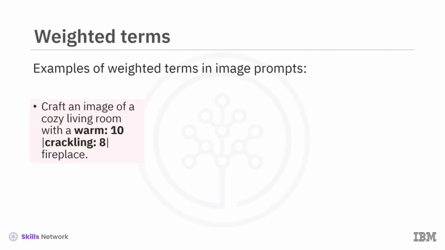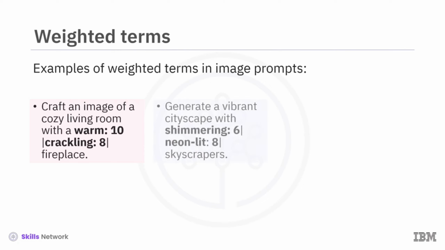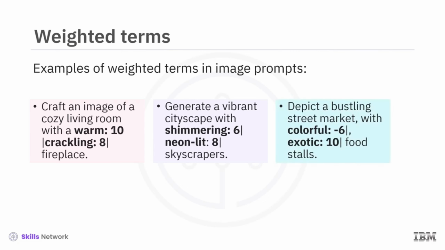As you can see in the first example, a weight of positive 10 is given to the word warm, whereas the weight of crackling is positive 8. This means the generative model must focus more on the word warm and a little less on the word crackling. Similarly, in the second example, a positive 6 weight is given to the word shimmering, and the weight of neon lit is positive 8, so the model should focus more on neon lit. Whereas in the last example, a negative weight of 6 is given to the word colorful and a positive weight of 10 is given to exotic. This means the model must emphasize the word exotic and de-emphasize the word colorful.